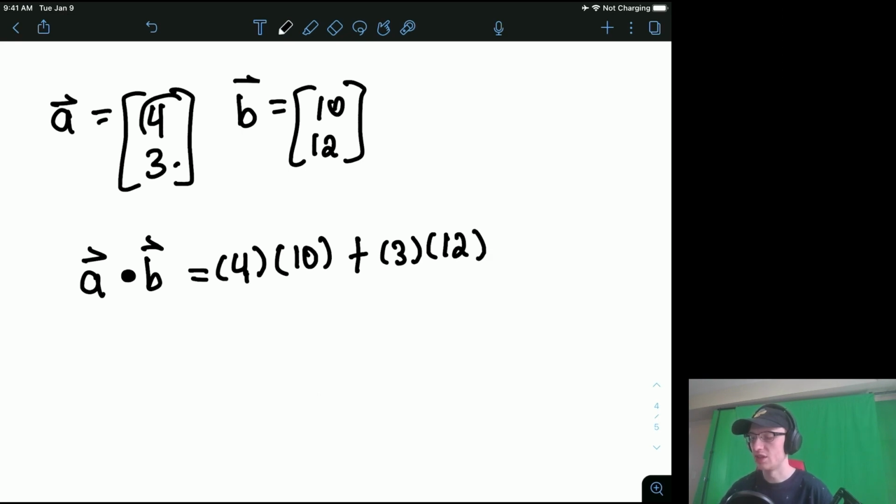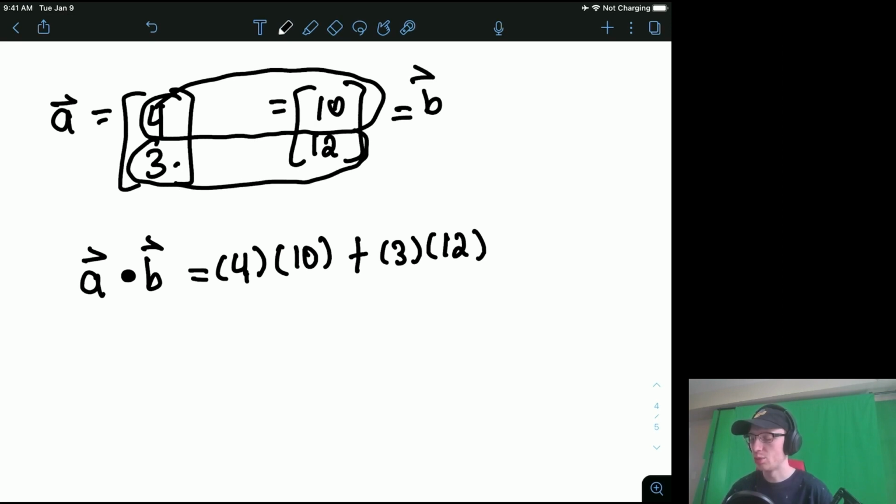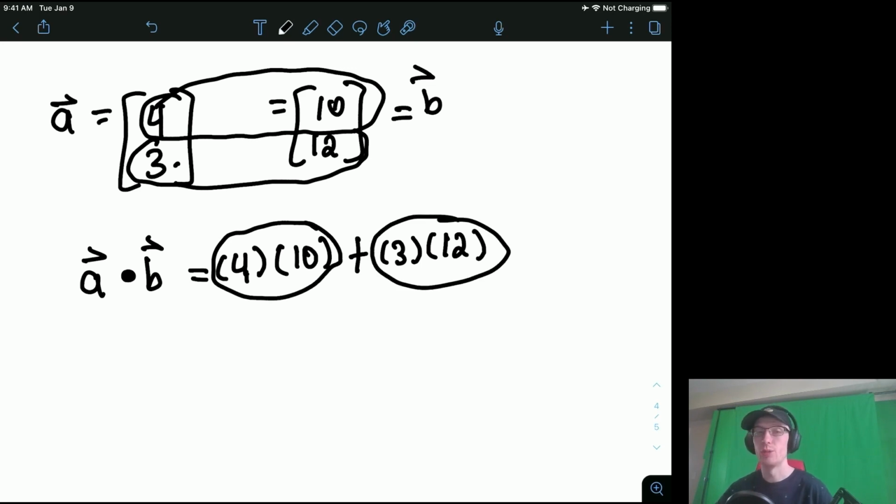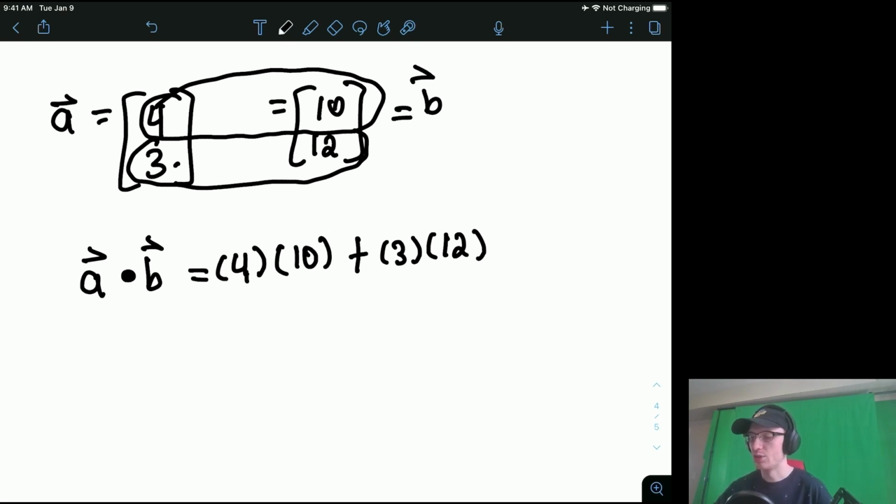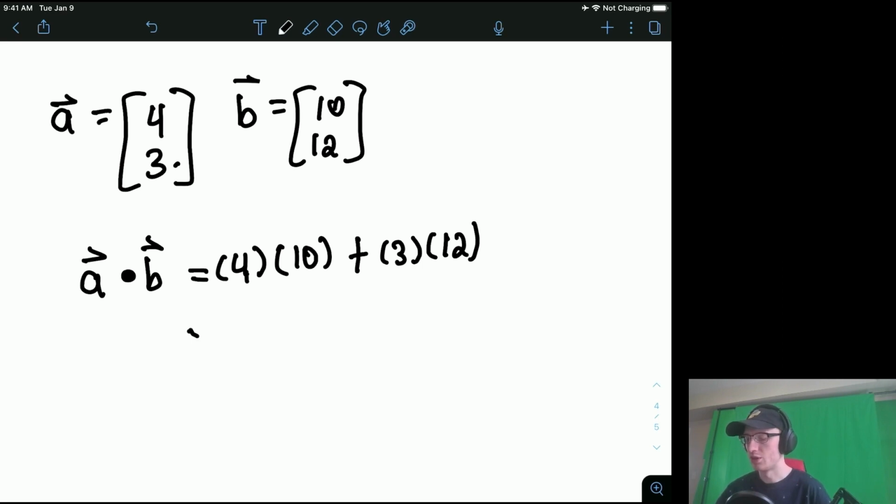We have these things here, 4 and 10. I'm just going to erase the B, and even though it actually is B, I'll just put that over there. So 4 and 10 match up, and 3 and 12 match up, and we multiply those pieces. And then with the whole vector dot product, we actually end up summing those multiplications. So 4 times 10 plus 3 times 12, that is equal to 40 plus 36, and that is equal to 76. Okay, so we use the dot product for many reasons, and that will come up soon.